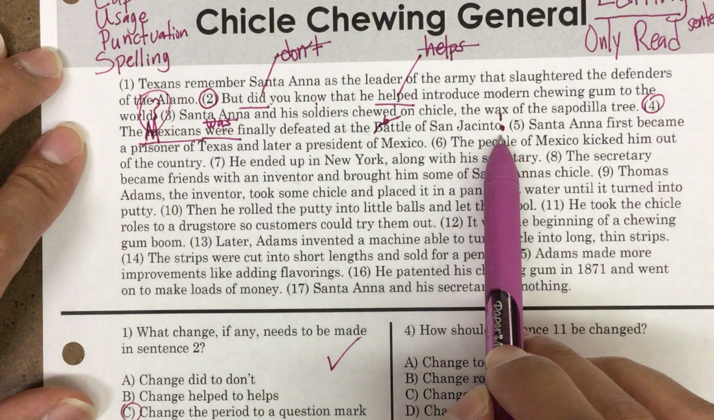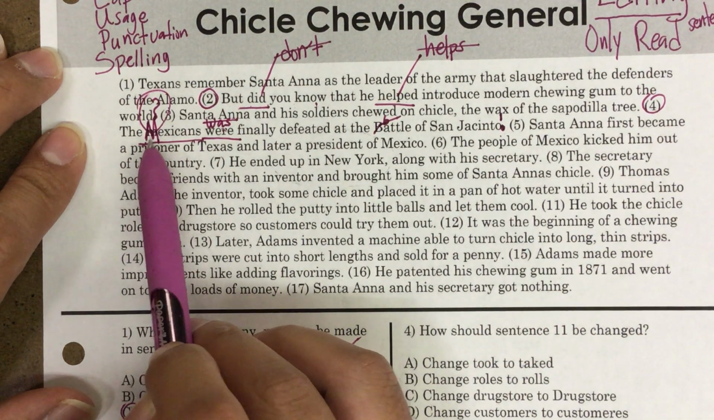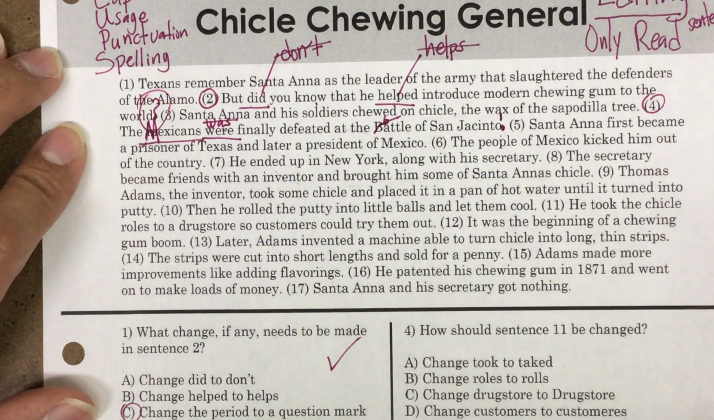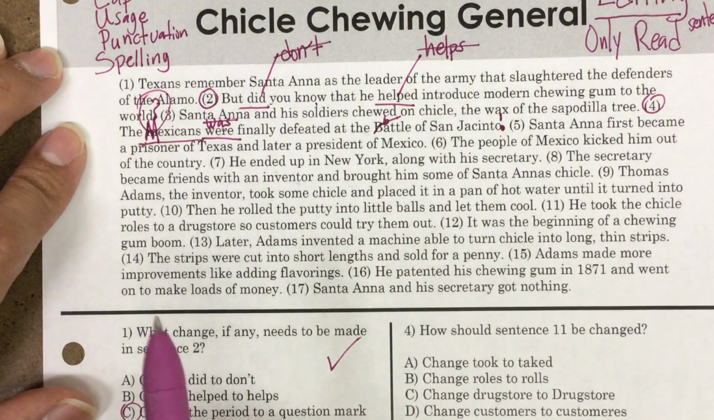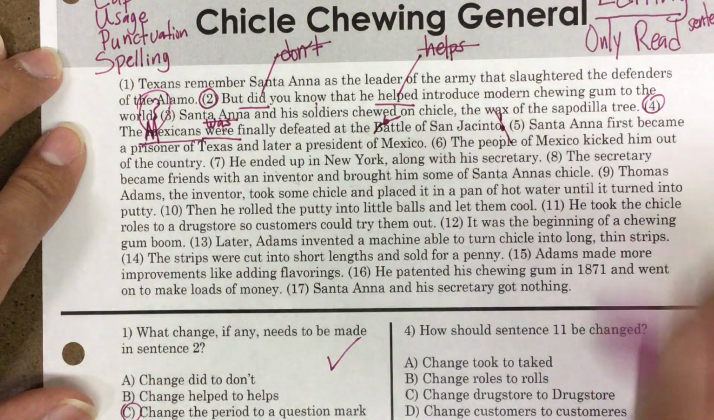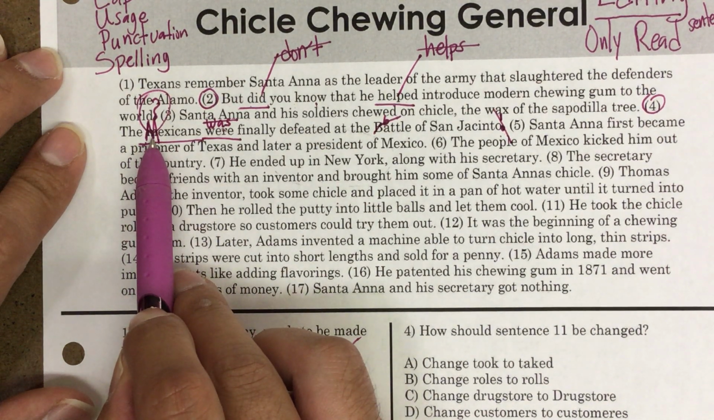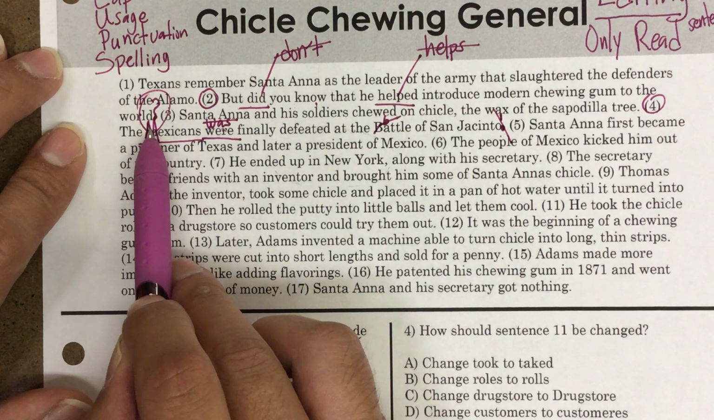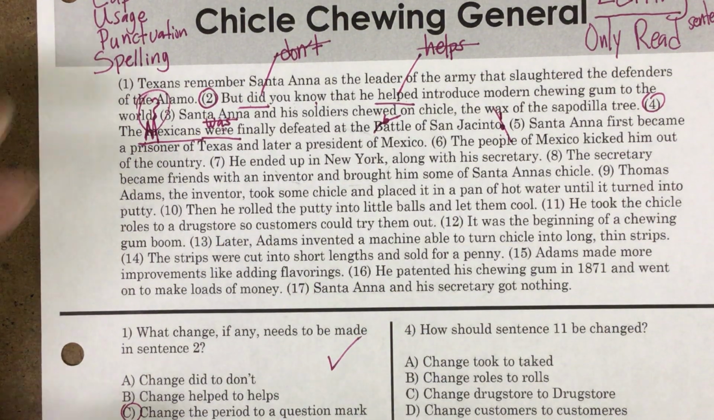Now it's either adding the exclamation mark at the end of your sentence if it's showing excitement, or starting the word Mexicans with an uppercase M. The Mexicans were finally defeated at the Battle of San Jacinto. That's not a very exciting sentence. It's not showing emotion, so cross out the exclamation mark. It is making the little lowercase m to a big uppercase M because Mexicans is a group of people.